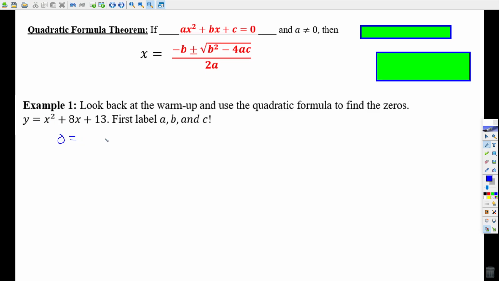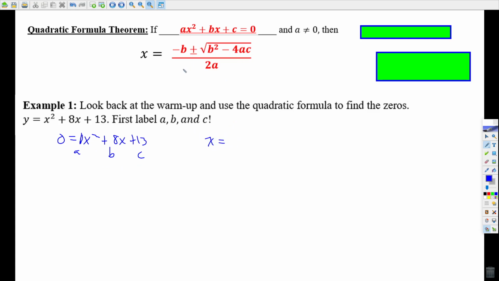I'll make this 0 equals x squared plus 8x plus 13. And let's label A, B, and C. The a value will be 1, because it's the one out front of x squared. B is 8, C is 13. Now we just got to use this up here. So I'm going to write this out as x equals.